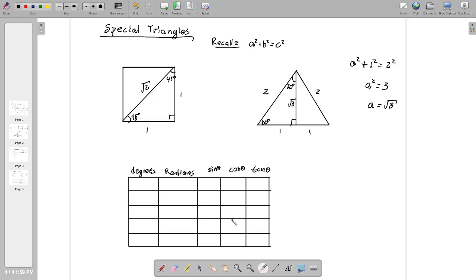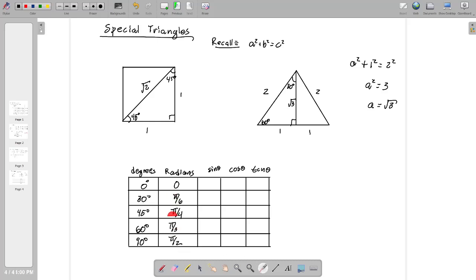In degrees, we have the 30-degree angle, the 45-degree angle, the 60-degree angle. We also can figure out a 0 degree, so we'll add that in there. And then the 90 degree we can also figure out. So in radians, 0 degrees is 0 radians, 30 degrees is pi over 6 radians, 45 is pi over 4, 60 degrees is pi over 3, and 90 degrees is pi over 2.